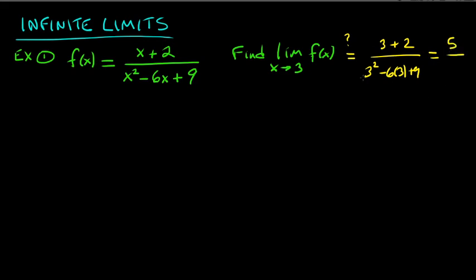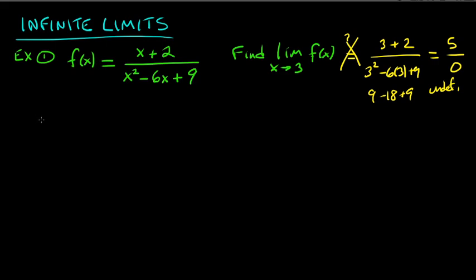So the numerator is 5. The denominator is 9 minus 18 plus 9, which is 0. Okay, so that doesn't work. 5 divided by 0 is not a number. It's undefined. So that's not the limit. All right, so we can't do it that way. So what can we do then?